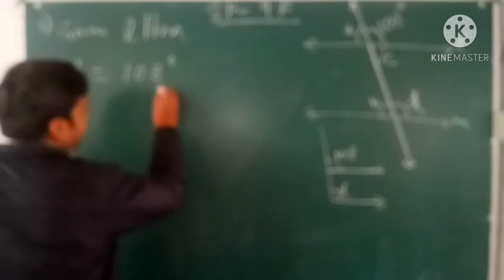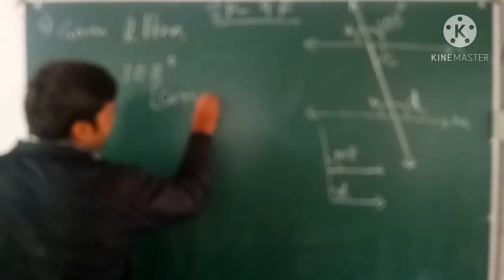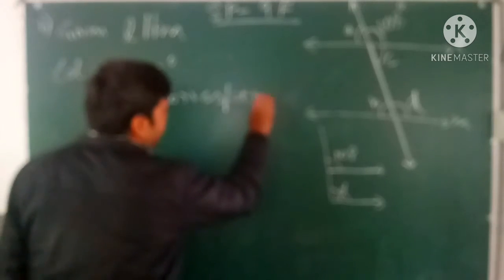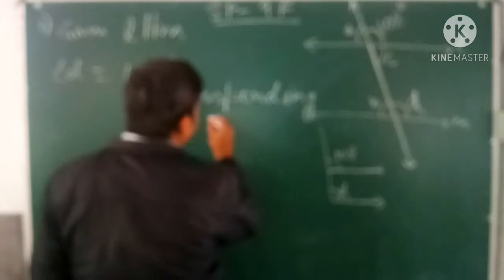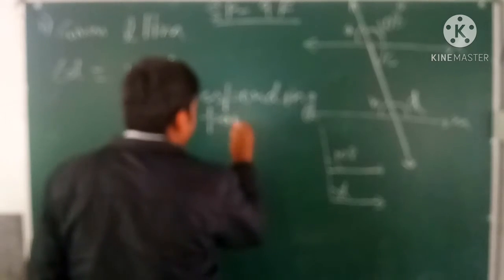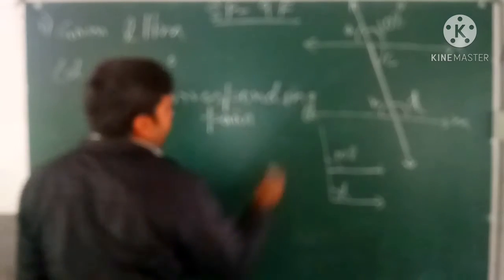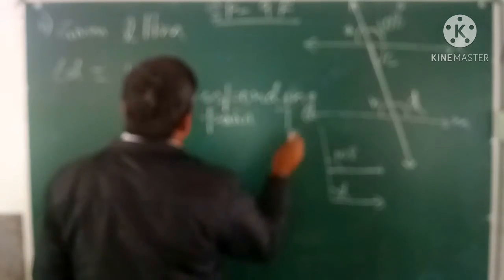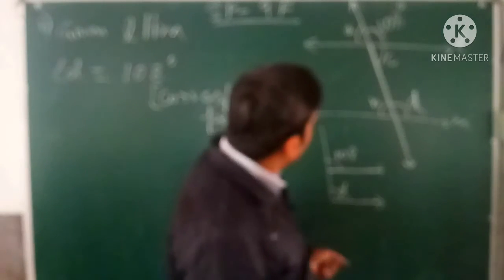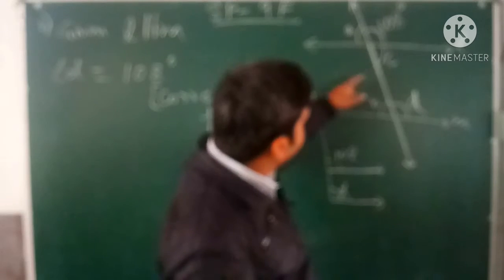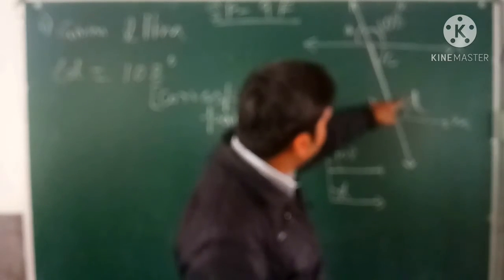Reason, corresponding pair. And the corresponding pairs are equal. Reason, corresponding pair. Similarly, now see, now angle D becomes 108.